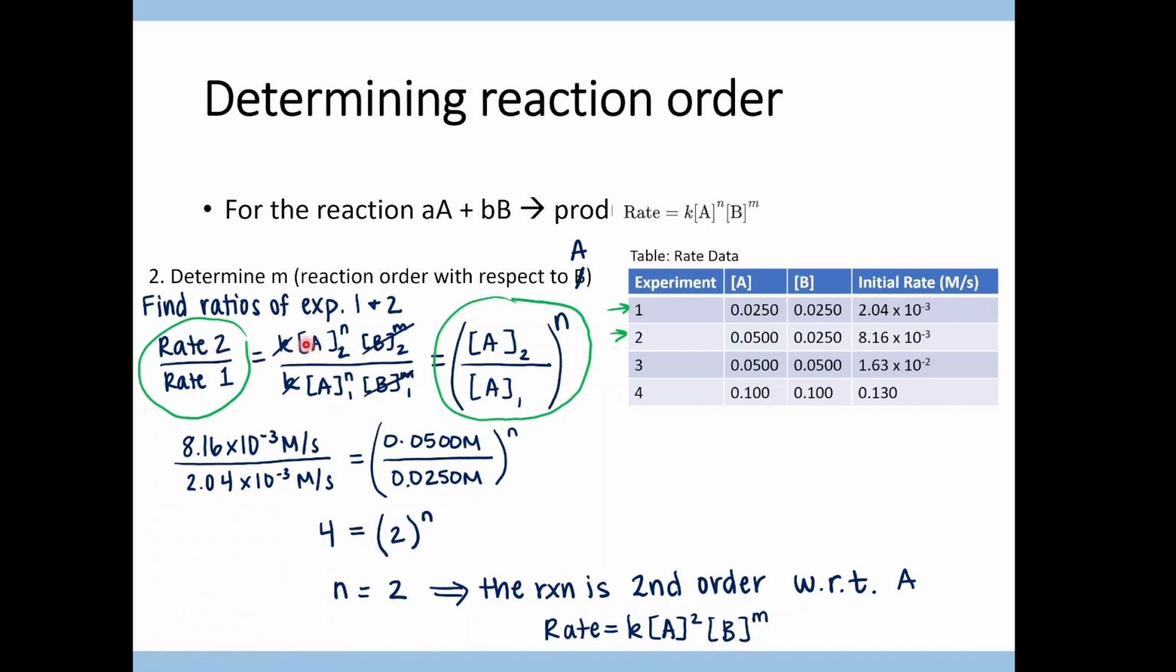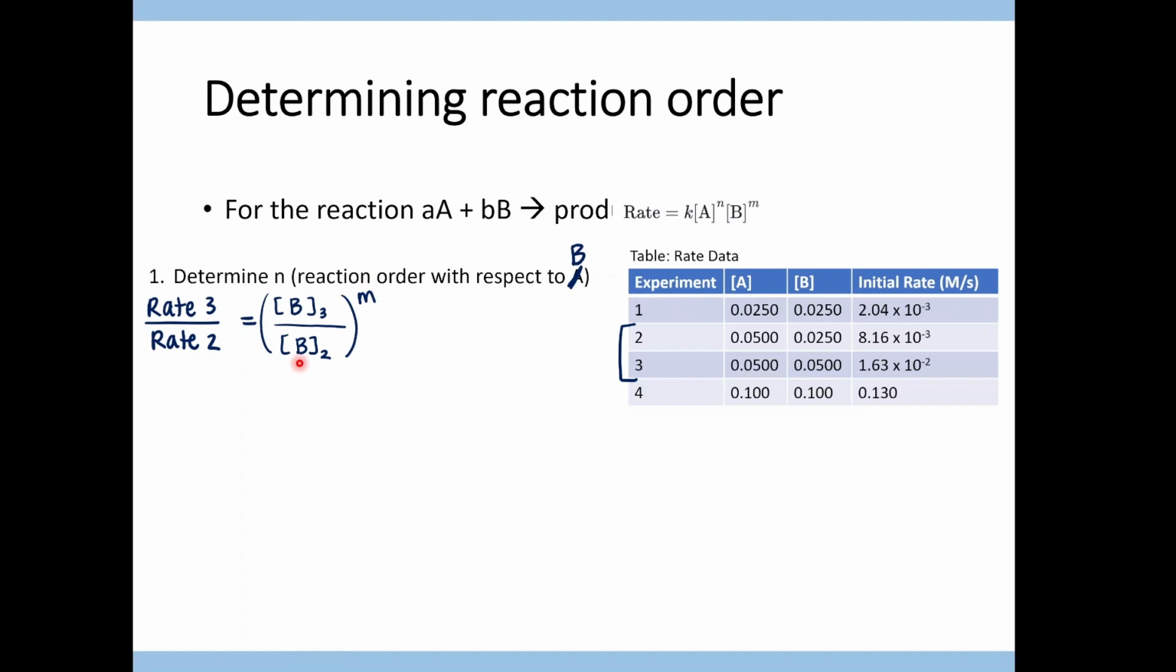So rate 2 is equal to K times concentration for experiment 2 times concentration for experiment 2. Cancel out what is present in both the numerator and denominator here, and then we get this final fraction with the exponent n. That's the process to get to this fraction here with the exponent m. You can certainly write that out to convince yourself that we can make that leap.